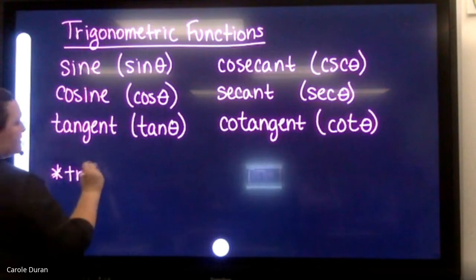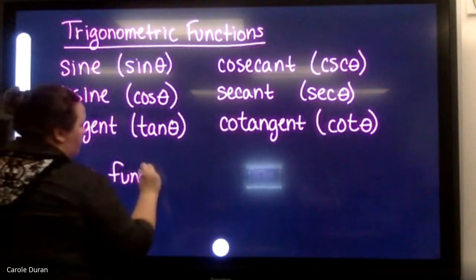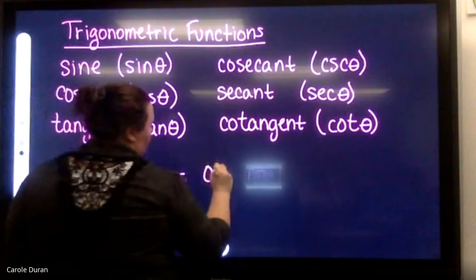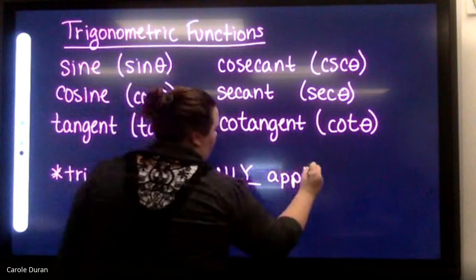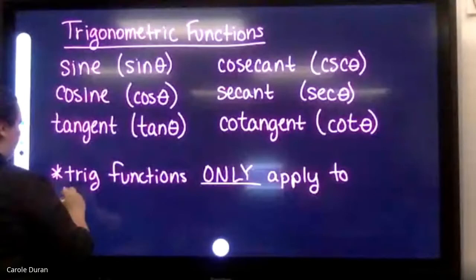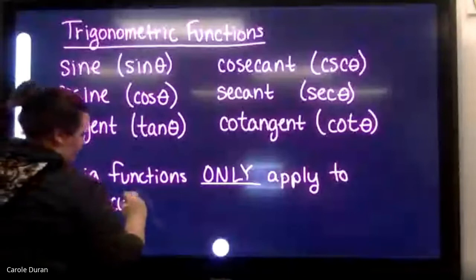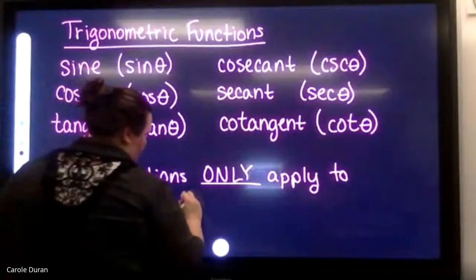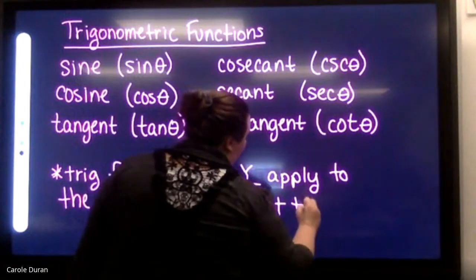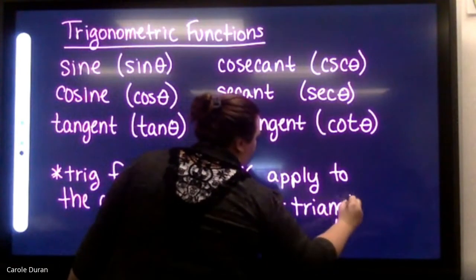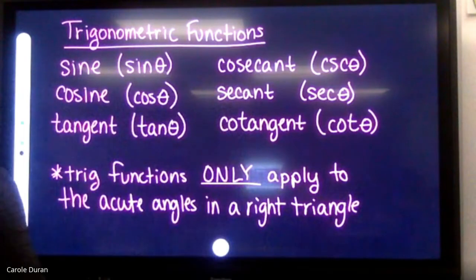So trig functions only apply to the acute angles in a triangle, and only in a right triangle. This means that 90-degree angle, we can never, ever, ever take the trig value of. Okay? It'll never work.